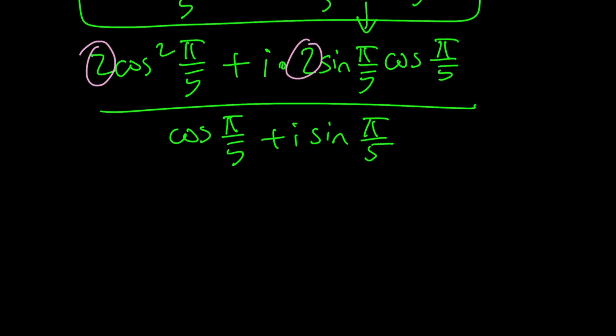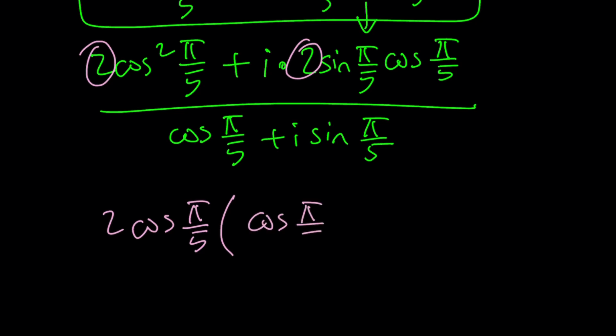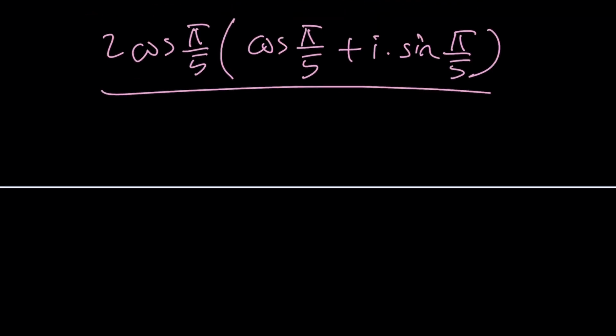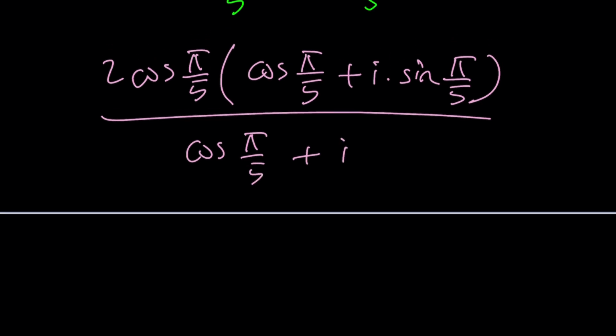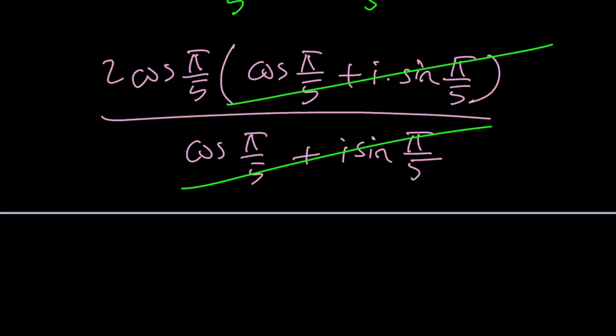We have a 2 in common and also cosine pi over 5. If we take that out, we get cosine pi over 5 plus i times sine pi over 5 divided by cosine pi over 5 plus i sine pi over 5. And this is just awesome, don't you think? These two expressions cancel out and we end up with 2 cosine pi over 5. So that should be the answer in the simplest form, right?